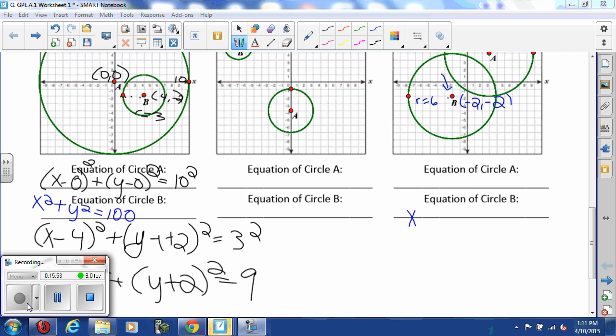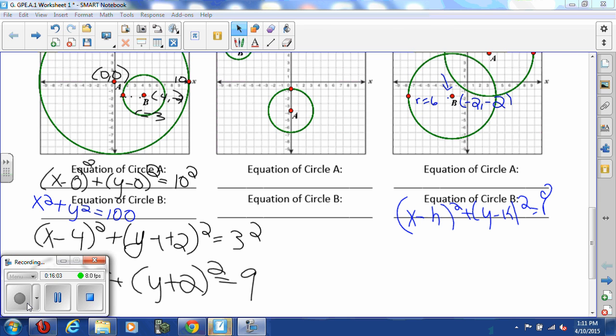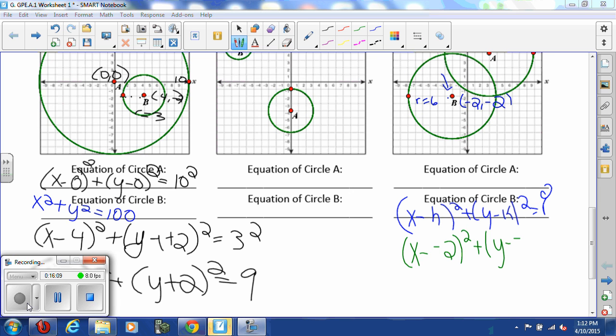Okay, so x minus h, that quantity squared, plus y minus k, that quantity squared is your radius squared. General formula that you have to memorize. So our h is a -2. Our k is a -2. And our radius is 6. I won't leave it like that because it's just not pretty.